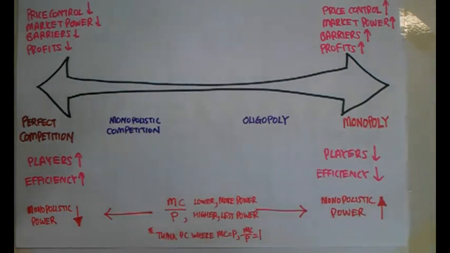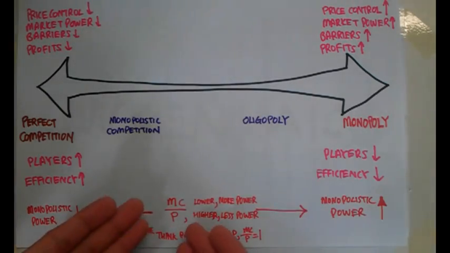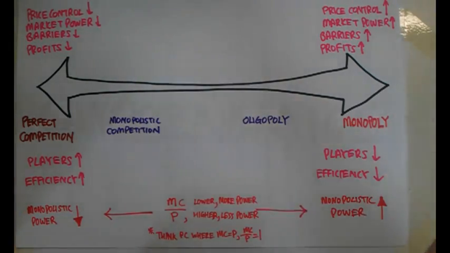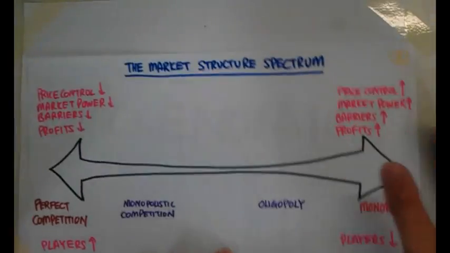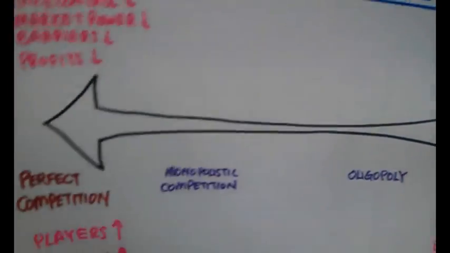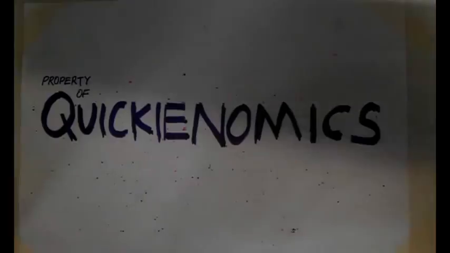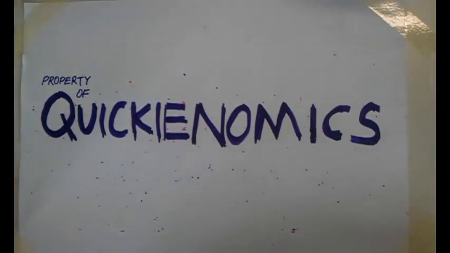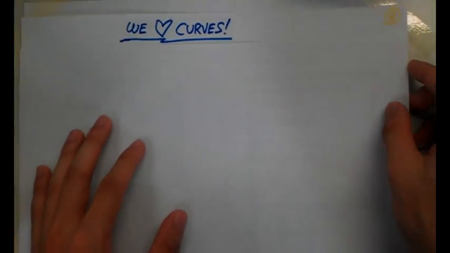If you look at our monopoly, they are producing where price is much higher than MC. So the smaller this equation goes, the more power they have. That's about the market structure spectrum. I'll be uploading this on the website so that you can download it for your own revision. Let's move on to the technical aspects proper.